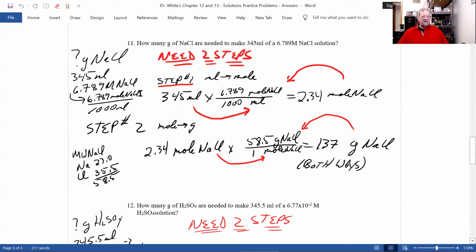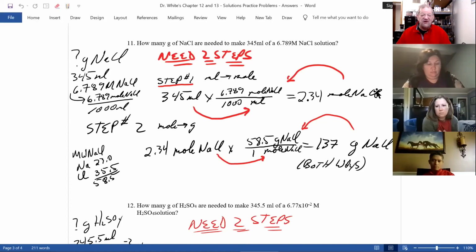Am I done? No, I want to get the grams of sodium chloride. And now I need 2 steps. And that second step is moles to grams. I have moles of sodium chloride. I want to get the grams of sodium chloride. So one last time, especially for Danny, use your good buddy, your good friend, unit analysis.